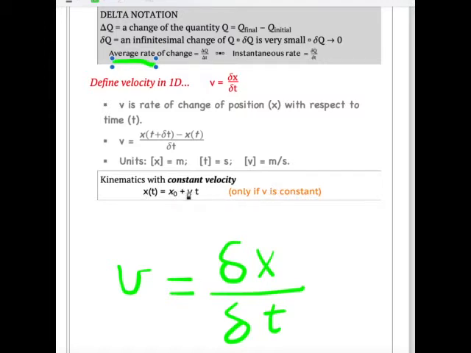But this equation is not true if the velocity is changing. Of course, it can't be true, because if the velocity is changing, then what would you put in for the velocity? It doesn't have a single value. It has a multitude of values. It's a variable quantity. So obviously this equation can't describe all situations. It's only when v is constant.